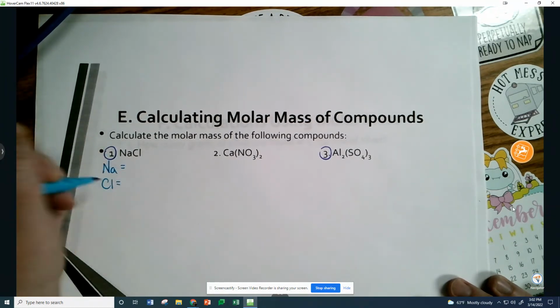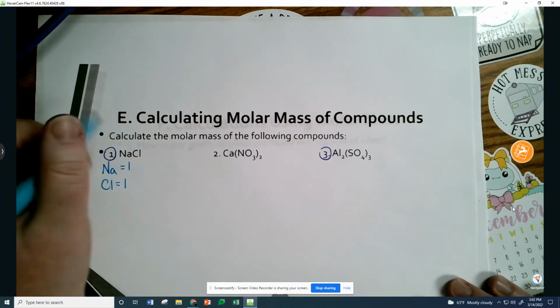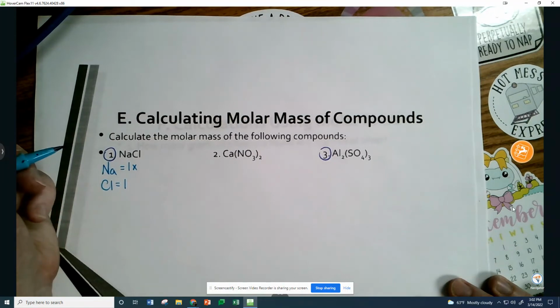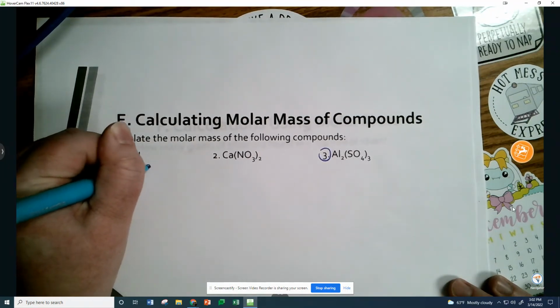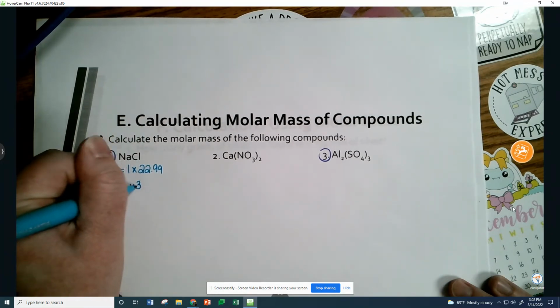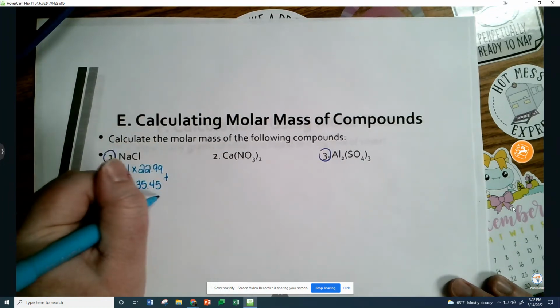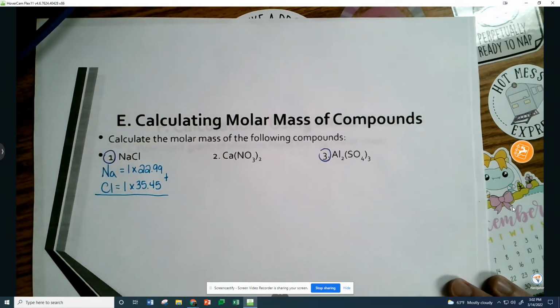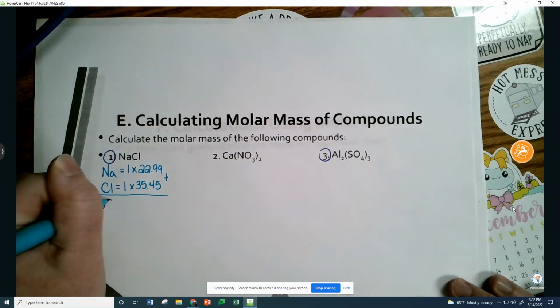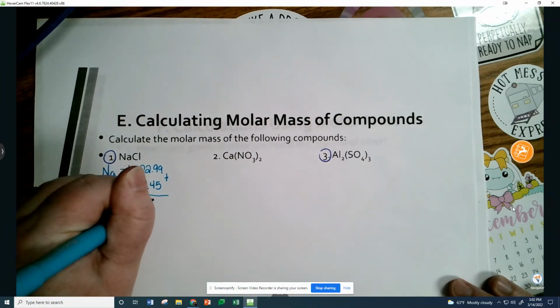The next thing I need to know is how many I have of each. Because there's no subscripts, I have 1 and 1. Sodium, when I go to the periodic table, just like I did in my previous problems, it's 22.99. Chlorine, it's 35.45. So essentially, we're just adding the mass of chlorine to the mass of sodium, and we get 58.44 grams per mole.